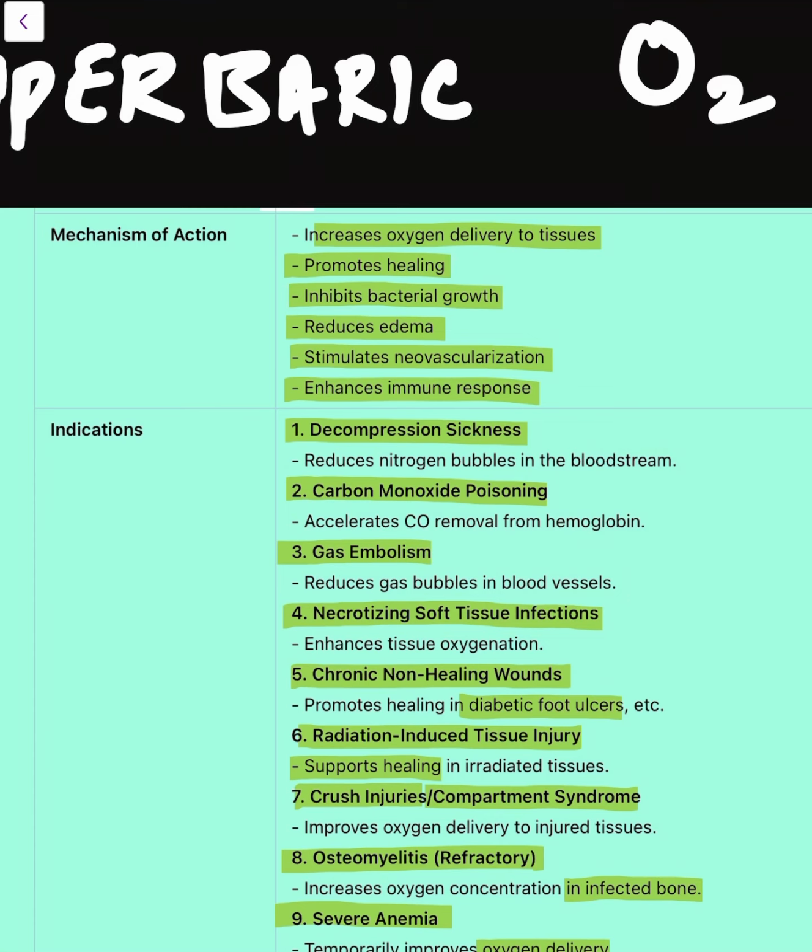Mechanism of action: it increases the oxygen delivery to the tissues. It prevents hypoxia. Promotes healing by various mechanisms. It inhibits bacterial growth, especially the anaerobes, so a high oxygen environment will be toxic for them.